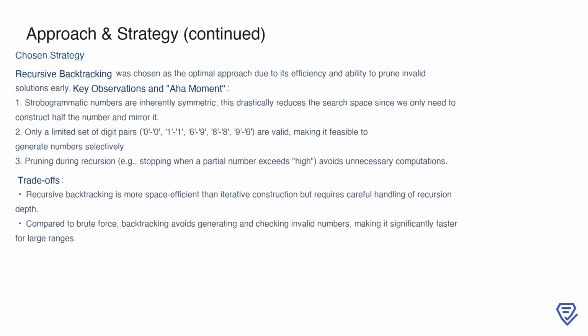Additionally, there are only a limited number of valid digit pairs, such as 0-0, 1-1, 6-9, 8-8, and 9-6, which makes selective generation feasible. By pruning invalid paths early, such as stopping recursion when a partially constructed number exceeds the upper bound, we avoid unnecessary computations. While recursive backtracking requires managing recursion depth carefully, it is more space efficient compared to iterative construction and far faster than brute force. These observations make it the most practical choice for solving the problem within large ranges.